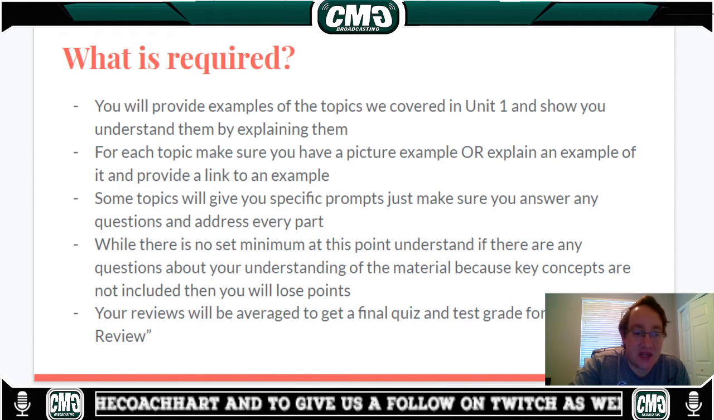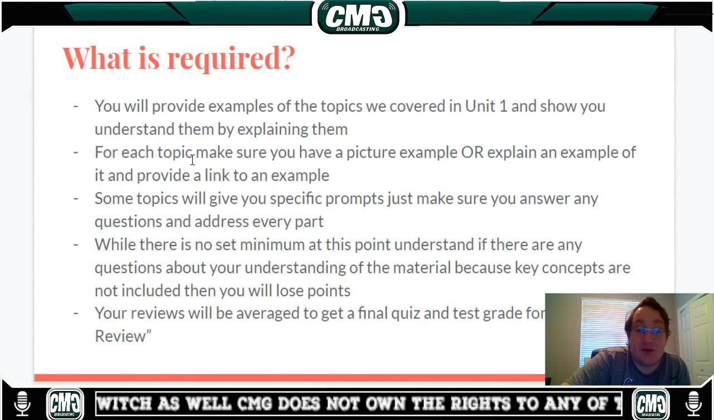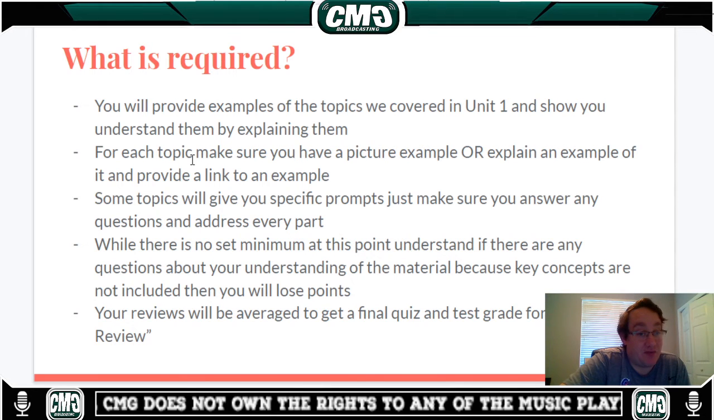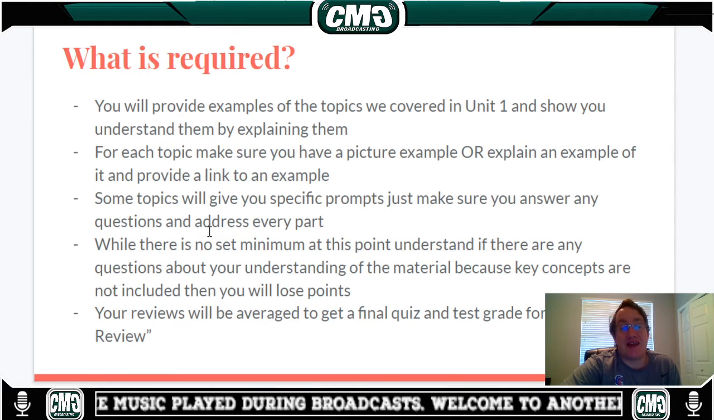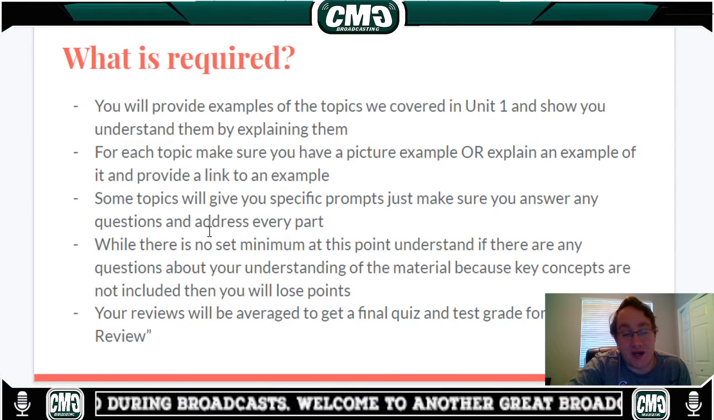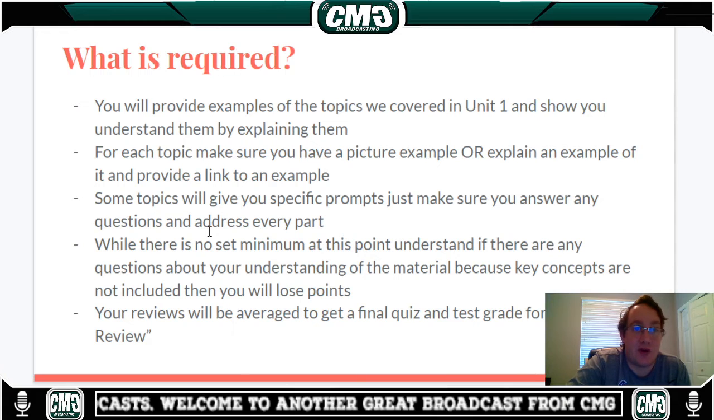Not yet. Now, taking a look first off for today, what is required? You can provide examples today of the topics we covered in Unit 1. Some of them you may have to go back for, so make sure you still got your notes for that. For each topic, provide a picture example, or if you explain an example, just provide a link to what example you're explaining for that one.